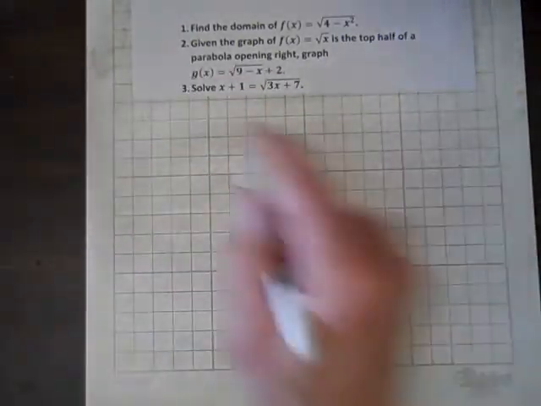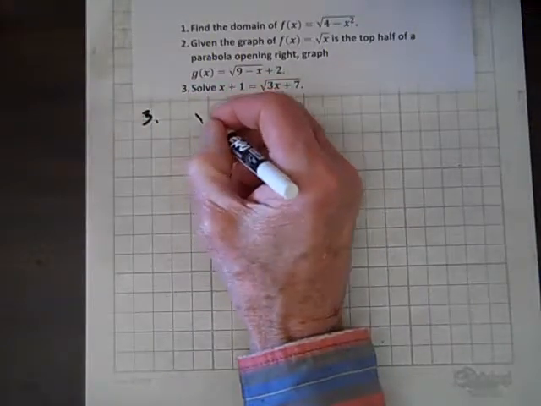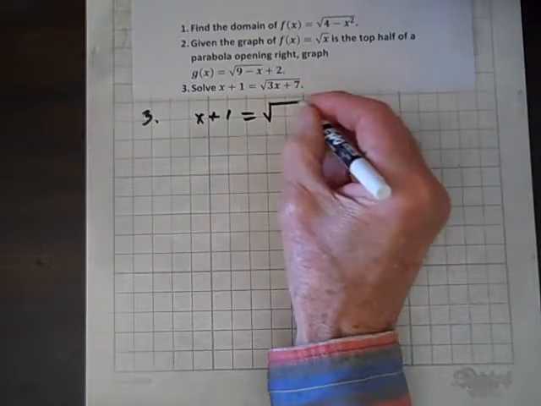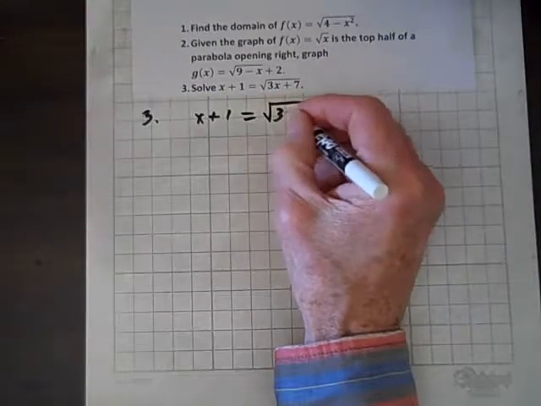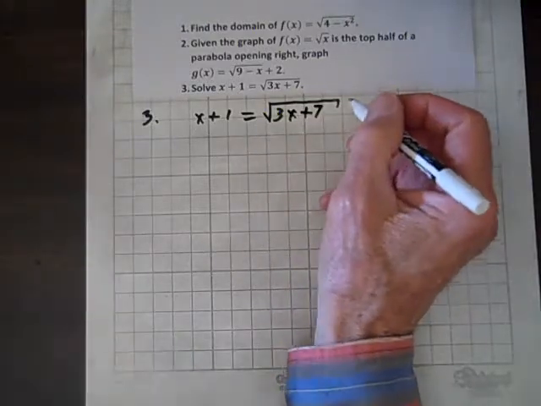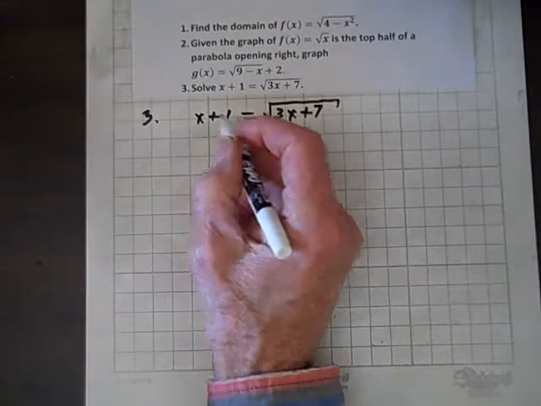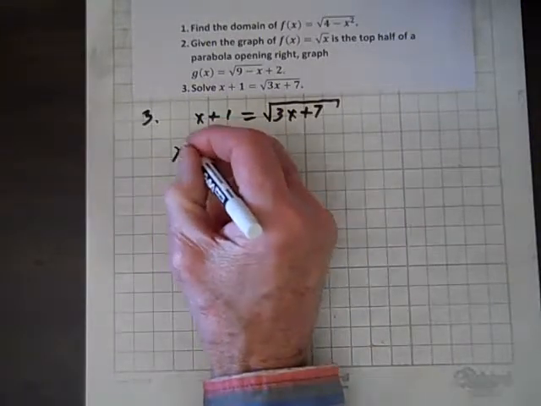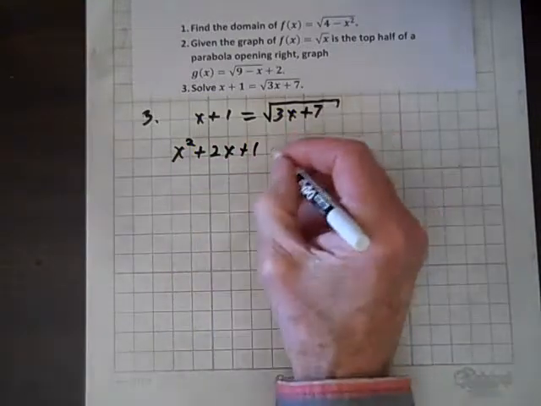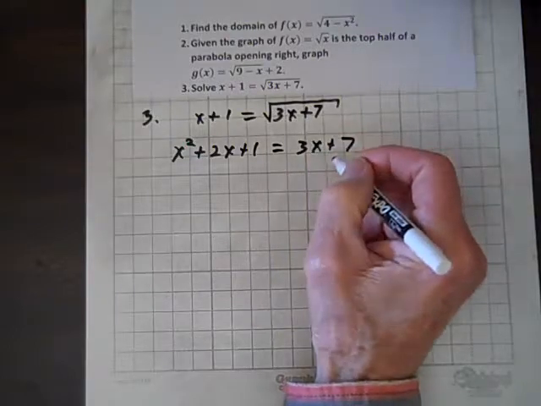Now we have one more to do, number 3. We've got to solve x plus 1 equals the square root of 3x plus 7. So now let's square both sides to get rid of this radical. And when we square this, that means we have to FOIL it. And when we FOIL it, we get x squared plus 2x plus 1, and that's going to equal 3x plus 7.